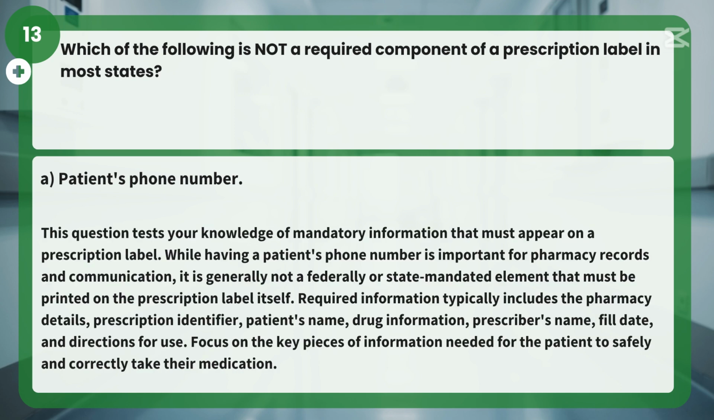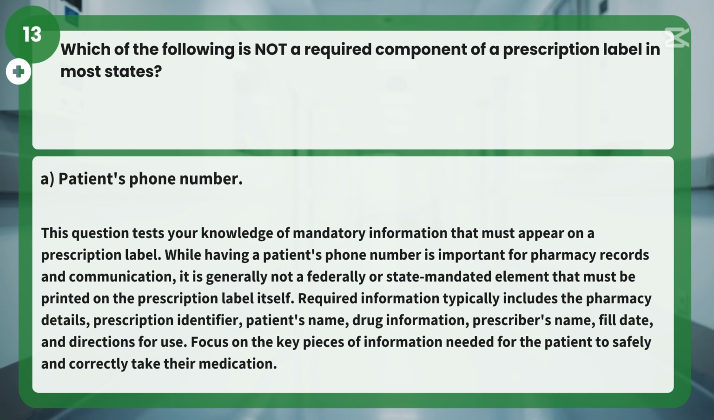Answer: A. Patient's phone number. This question tests your knowledge of mandatory information that must appear on a prescription label. While having a patient's phone number is important for pharmacy records and communication, it is generally not a federally or state-mandated element that must be printed on the prescription label itself.